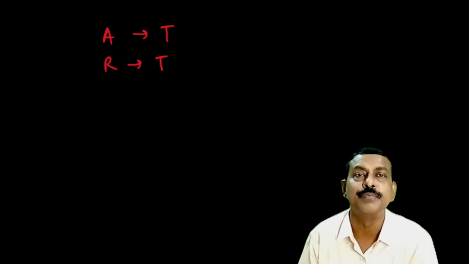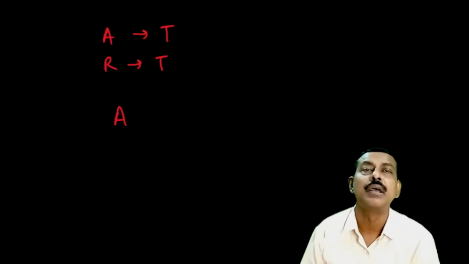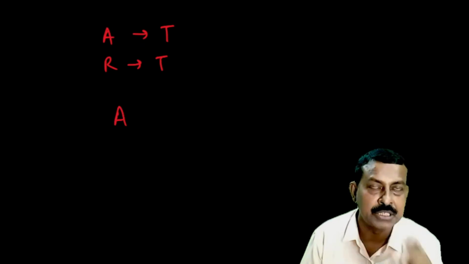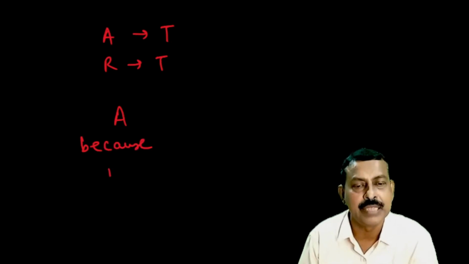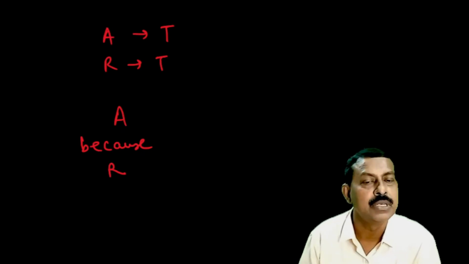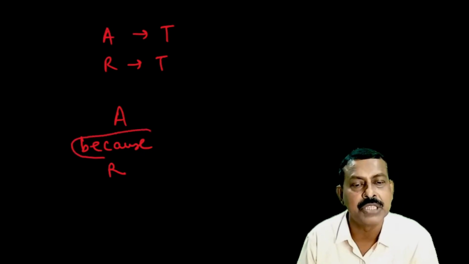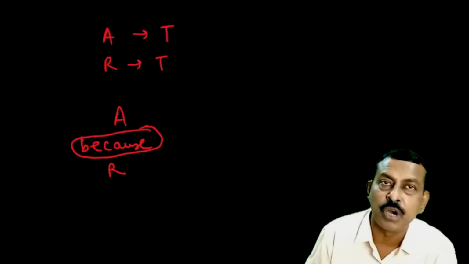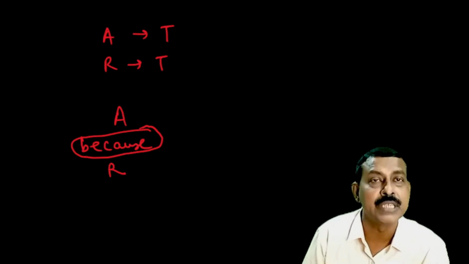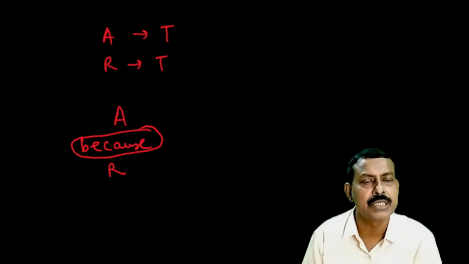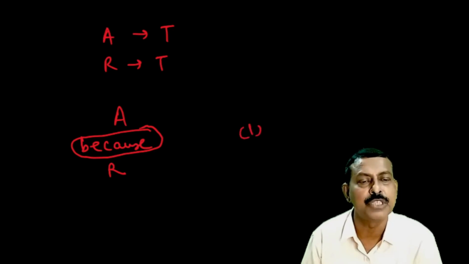So for such type of problem where assertion is true and reason is also true, I will suggest you read the assertion first, then use the word because, and then read the statement of the reason. That means assertion followed by because, and then the reason. Does it make sense? If it makes sense, it appears a correct statement altogether. That means the first one is the correct option.